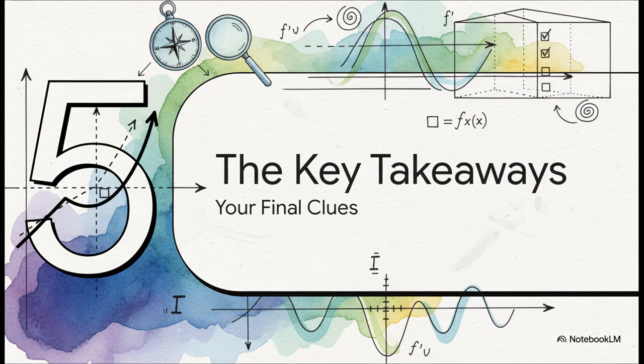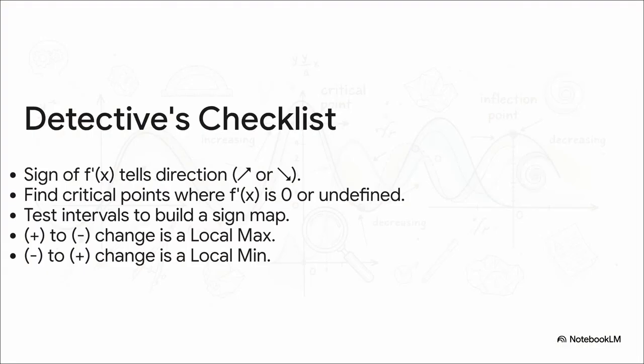Wow, we've covered a ton of ground here, from the basic ideas to some pretty tricky examples. So let's just boil it all down and consolidate everything we've learned into one final checklist of clues you can use for sketching any graph. And here it is. This is your game plan, your detective's checklist. The sign of the derivative is your compass. It tells you direction. Find your critical points. Remember, both kinds, where it's 0 or undefined.